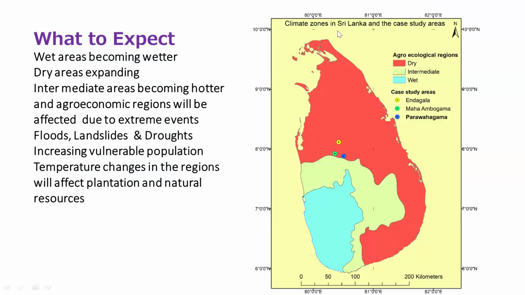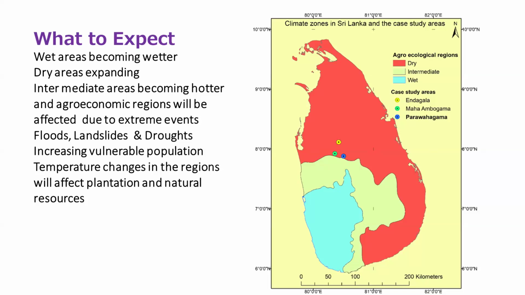Now these are the climate zones in Sri Lanka and the case study areas. In the agroecological regions, they have studied and found that this red area is classified as dry, yellow as intermediate, and blue as wet. So wet areas are becoming wetter. That is the impact of climate change.